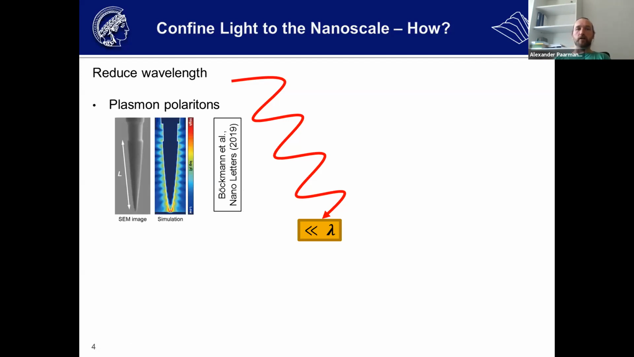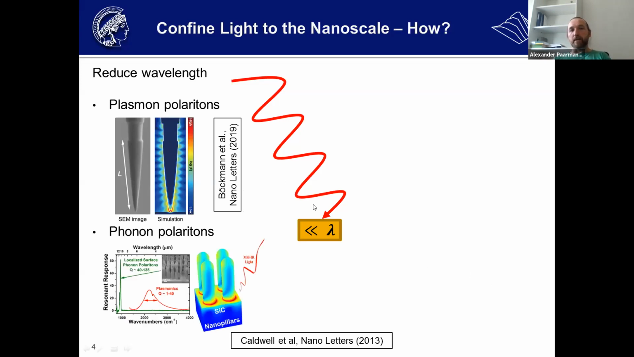You reduce the dimension of the light localization, you reduce the wavelength of light, and then use all the perks that come with it. And plasmonics has been around for quite a while now, and the majority of nanophotonic papers you will find in the literature focus on plasmonics. But recently, and this all started essentially with the work by Joshua Caldwell, phonon polaritons restarted. There has been some previous work, but it really kick-started again in 2013 with this first seminal paper on phonon polariton resonators made of silicon carbide.